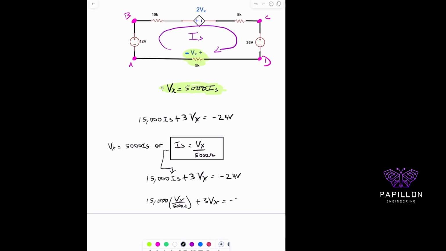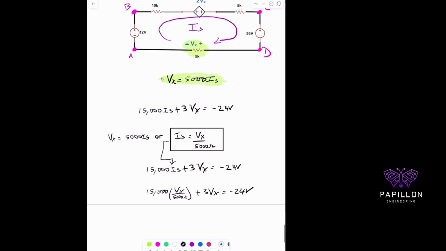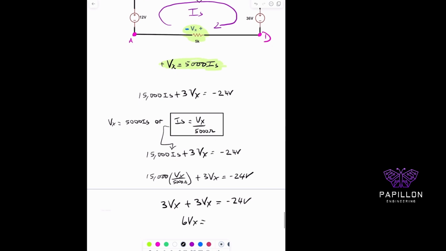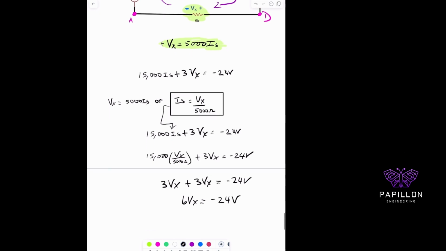So you're going to end up with 15,000 times Vx over 5,000. 15,000 divided by 5,000 gives me 3. So 3 Vx plus 3 Vx equals minus 24. That is my final one equation, one unknown problem, and I can get a solution for Vx, and hopefully that matches a simulation, correct?